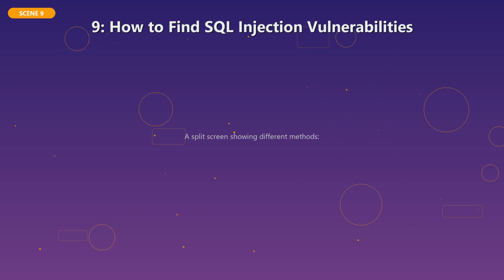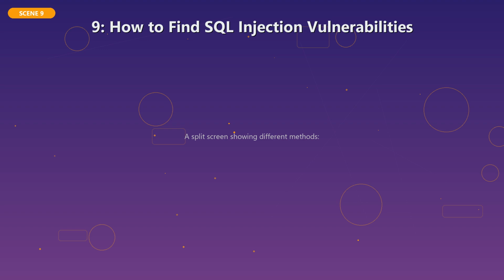Testers will typically start with simple quotes, double quotes, or backslashes, to try and break the SQL query, looking for error messages or changes in application behavior. They'll then progress to more complex payloads designed for union-based, error-based, or blind SQL injection, carefully observing the application's responses. This method requires a deep understanding of SQL and the different injection techniques.